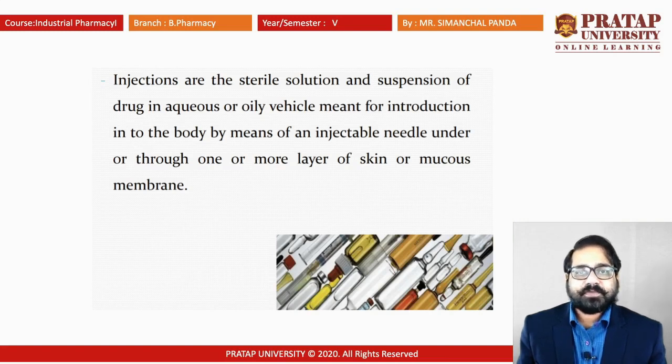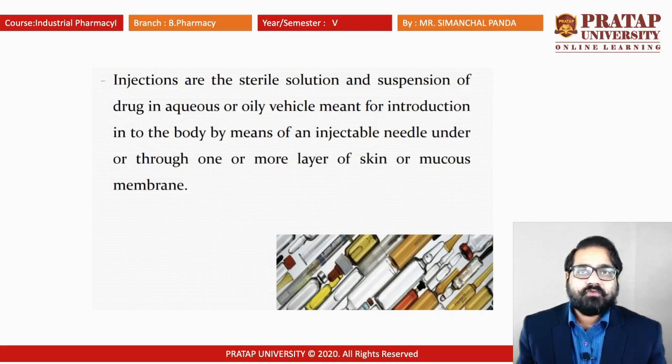We can see that if we are taking the vehicle as water and we are taking the solute and those are easily dissolved, those are ready to be injected. So that is one type of preparation in which a solution is present. In some drugs, the active ingredients are not soluble in water, or if they are soluble they are not stable for a long time.